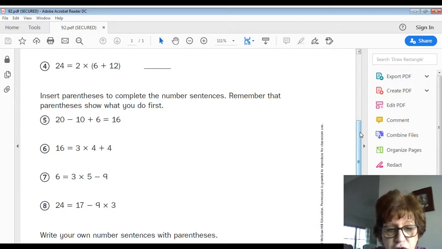And number 8, 24 equals 17 minus 9 times 3. Well, 9 times 3 is 27, and I cannot subtract 27 from 17. So I'm going to have to do 17 minus 9, which is going to be 8. And 8 times 3 is 24. So my parentheses have to go around the 17 minus 9. And I would do that first.